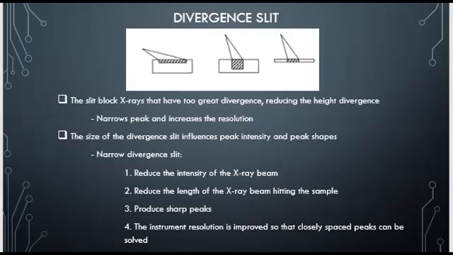For the divergence slit, it is used to block X-rays that have too great of divergence by reducing the spread of the beam. So it is known as the height divergence. The resolution of the output is significantly increased. The divergence slit comes in a variety of sizes, which affect the peak intensity and the shape of the output. For example, a narrow divergence slit will reduce the intensity of the beam.